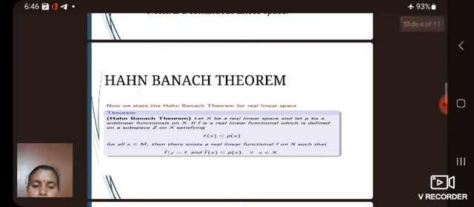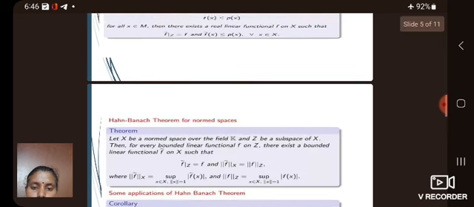Then next we see the important theorem named the Hahn-Banach theorem. Hahn-Banach theorem: let X be a real linear space and let P be a sublinear functional on X. If f is a real linear functional defined on a subspace Z of X satisfying f of x less than or equal to P of x for all x belongs to Z, then there exists a real linear functional f bar on X such that f bar restricted to Z equals f and f bar of x less than or equal to P of x for every x belongs to X.